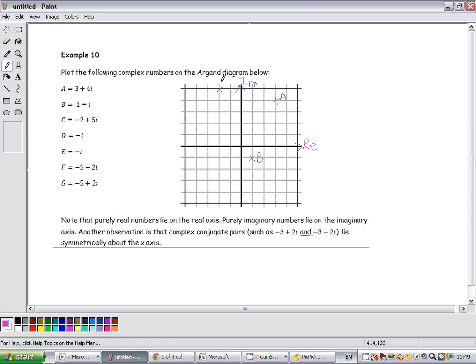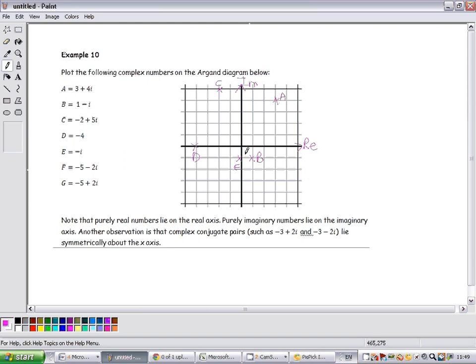You can probably fill the rest of these in yourself. Now D is purely real, it has no imaginary component, so it just sits on the real axis. So that will be over here, that's D. E by contrast is purely imaginary, so it sits on the imaginary axis, minus i. Essentially you're plotting it at minus 1 on the y-axis.